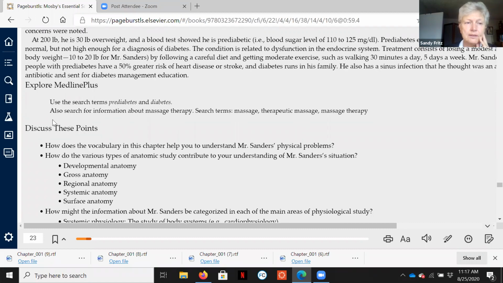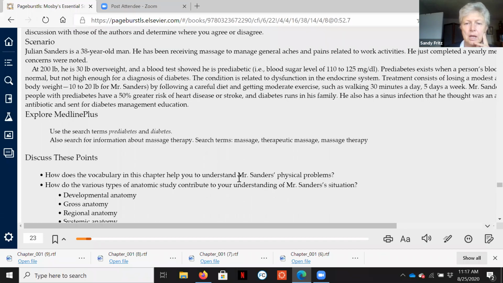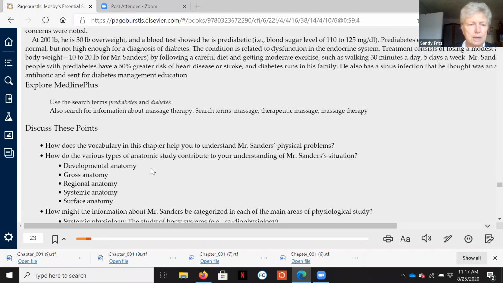Then these are your discussion points that you would respond to. How does the vocabulary in this chapter help you understand Mr. Sanders', our character up here, physical problems? We have a general idea of the body systems. We had a little bit of an overview of the endocrine system. I can start to narrow down where the symptoms are presenting, and I can begin to make sense in my head of what's going on here.